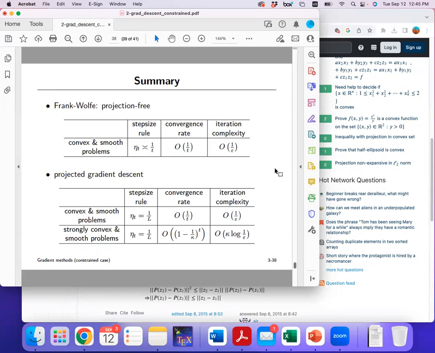Okay, so this is everything for lecture 2, where we focus on optimization problems with convex constraints, convex optimization problems with convex constraints.